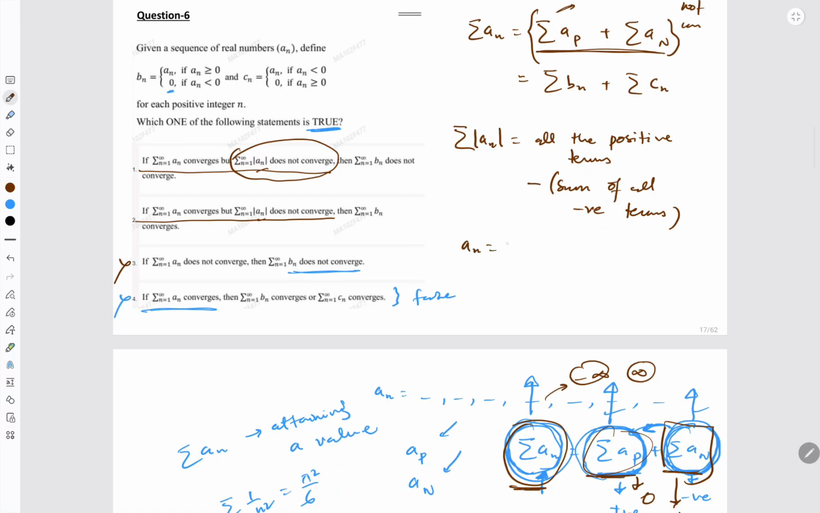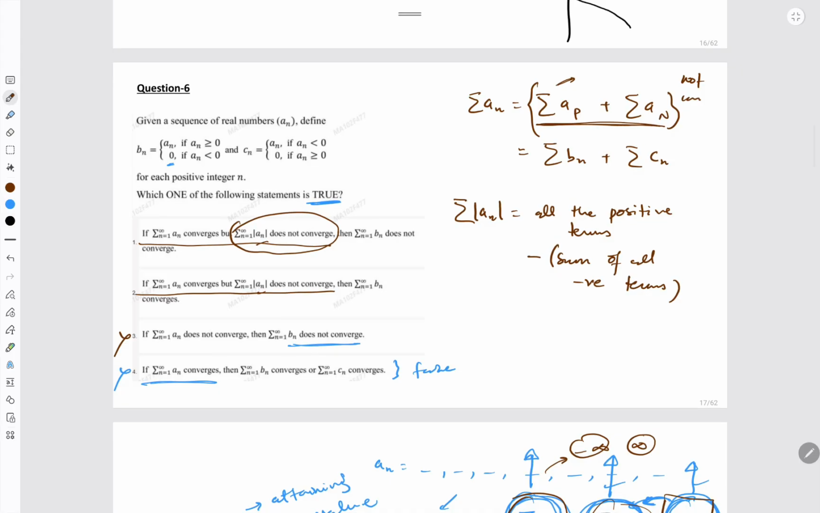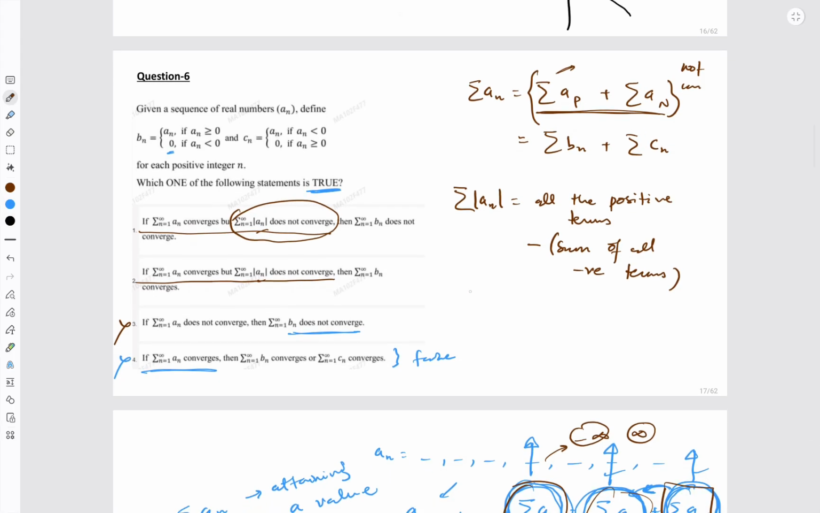So if an is, let's say, 1 minus 2 plus 3 minus 4 plus 5 minus 6, then mod an is basically all the negative terms, rather than cancelling these effects, adding up. So it is like 1, 2, 3, 4, 5, 6 and so on, right? So mod an not converging means what? Means sigma bn and sigma cn's values, if I make them positive, because this will be a negative value, right? If I make them positive, this will diverge to infinity.